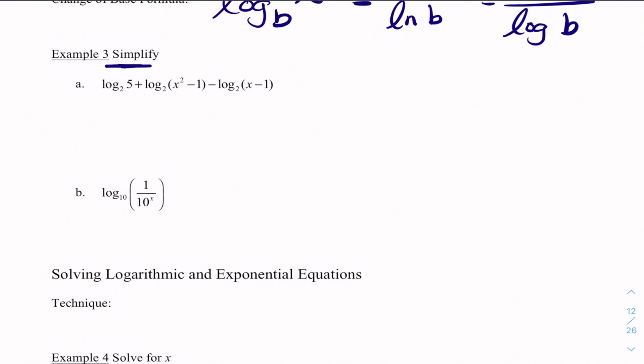So simplifying a log. Anytime we see addition, it's going to turn into multiplication. So we'll have log base 2 of 5 times (x squared minus 1) minus log base 2 of (x minus 1).